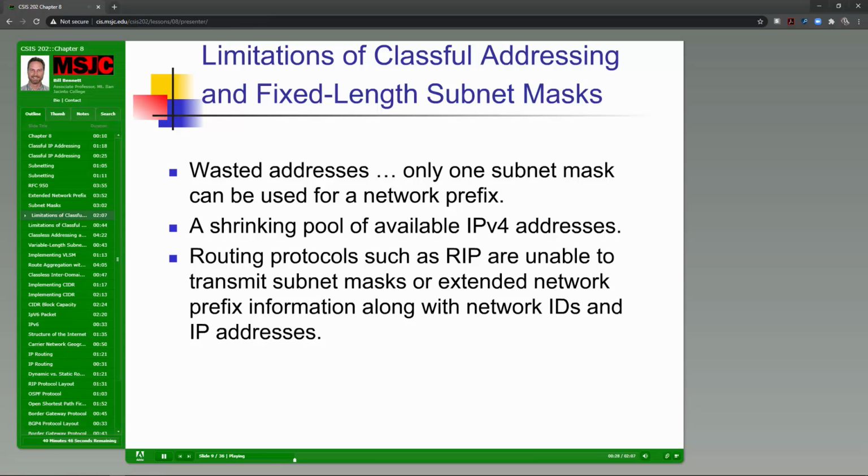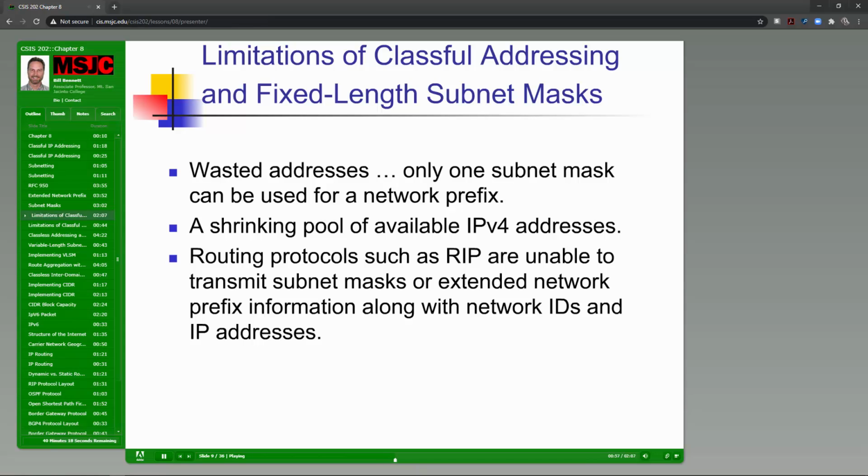So it's a very wasteful way of doing things, having both the classful addressing scheme as well as fixed length subnet masks, meaning the same subnet mask is used on all segments within the entire network. So what we're going to talk about here in a bit is variable length subnet masks, where each subnetwork, each segment would have its own mask based on the number of hosts that we wanted to actually use on that particular segment.